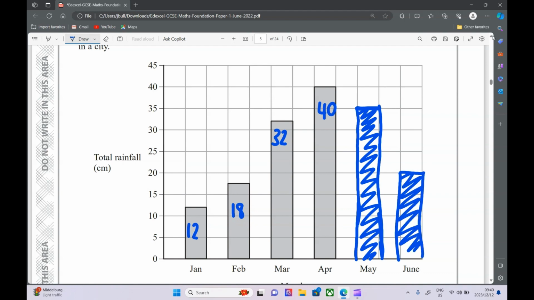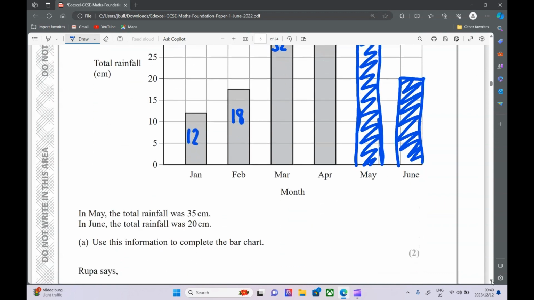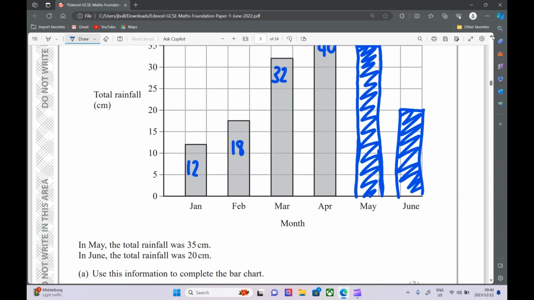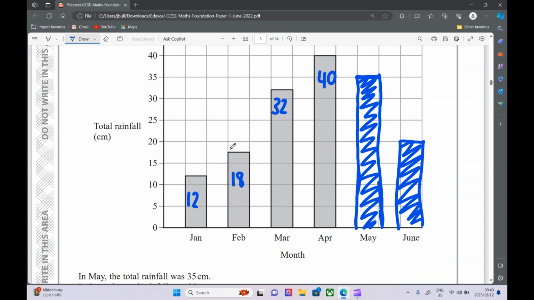Okay, and then you can colour in or you don't have to. Then let's look at the next question. So Rupa says, in February, there was 15.5 centimeters of rainfall because the bar is half a square above 15. So let's look at February. So she says that we had 15.5.